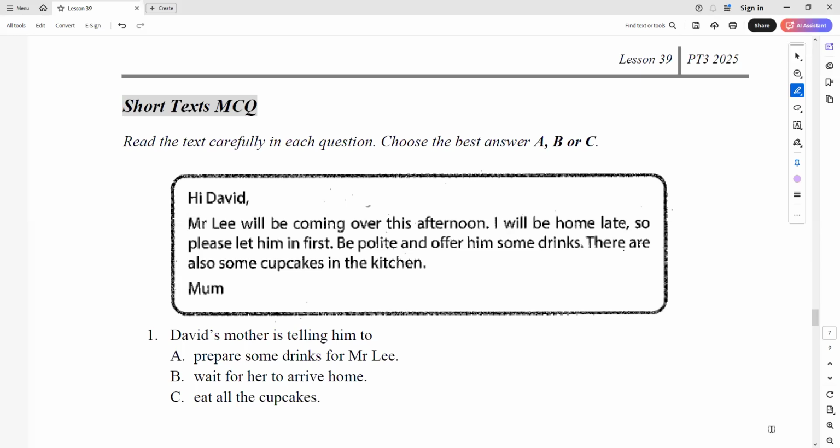Okay, so Mr. Lee will be coming over. I will be home late, so please let him in first. 让他先进来哈。Be polite and offer him some drinks, okay? There are also some cupcakes. So David's mother is telling him to prepare some drinks for Mr. Lee, yes. Okay, answer is A. Next, number 2, thank you, Zing.